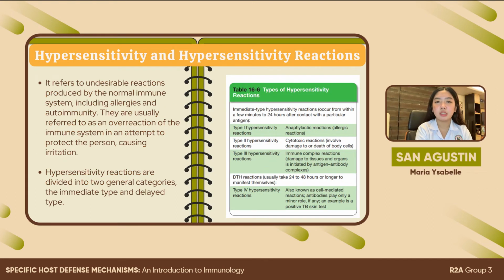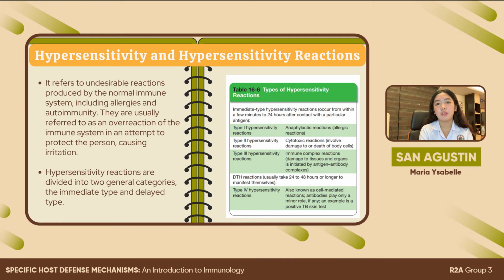Hypersensitivity and hypersensitivity reactions. It refers to undesirable reactions produced by the normal immune system, including allergies and autoimmunity. They are usually referred to as an overreaction of the immune system in an attempt to protect the person, causing irritation or damage to certain cells and tissues in the body. These reactions may be damaging and uncomfortable. There are several types of hypersensitivity reactions. Some types involve antibodies, whereas others do not. All types depend on the presence of antigen and T cells that are sensitized to that antigen.